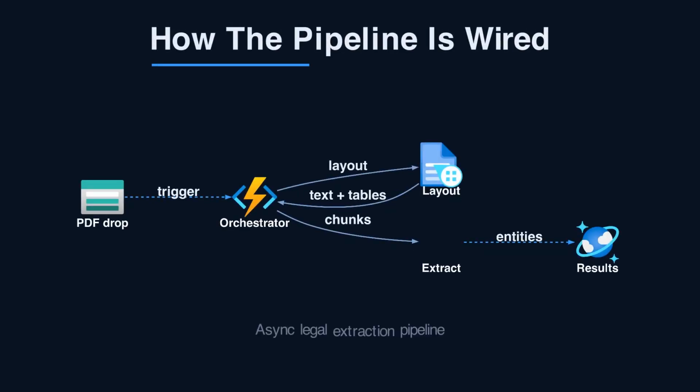Here is the full flow. Contracts land in blob storage as PDFs. An Azure function triggers document intelligence layout on each file. The function chunks the return text under the character limit. Those chunks hit Azure AI Language for entity and key phrase extraction. Results land in Cosmos DB, indexed by document and clause. Every hop is asynchronous, so a slow OCR job never blocks the batch.